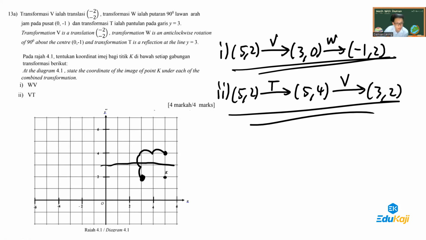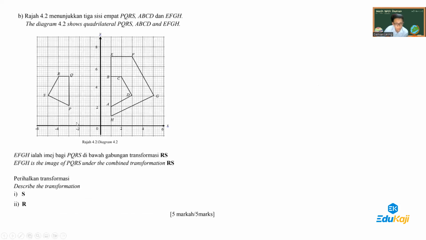Okay, that's 13A. 13B, describe the transformation. So EFGH is combined transformation RS for PQRS, this one. So you see this ABCD, that is the one in between. So S is transformation from this to this. So this is reflection, line right in the middle here.